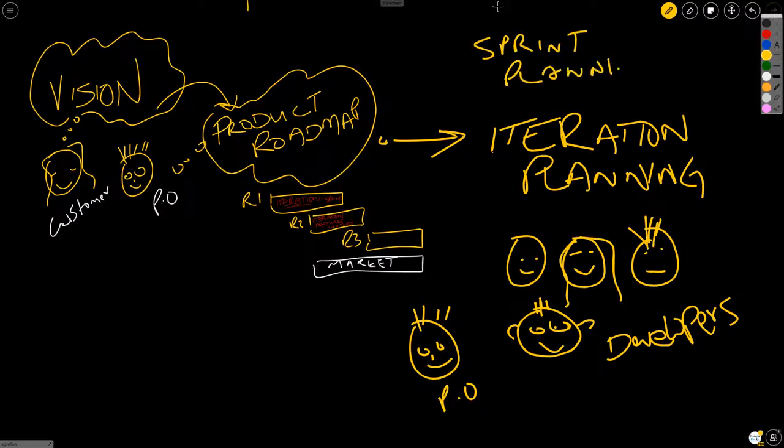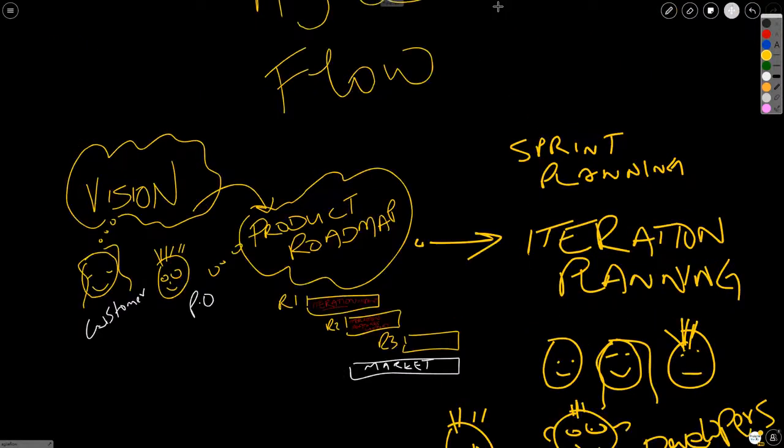Okay, so that's the flow of events. There's going to be a vision. There's going to be a product roadmap. Now, before getting to sprint planning, there's actually one very important stage or step that I should crystallize in some way in this image, and that is the holy grail of PMI, the Agile Project Charter.